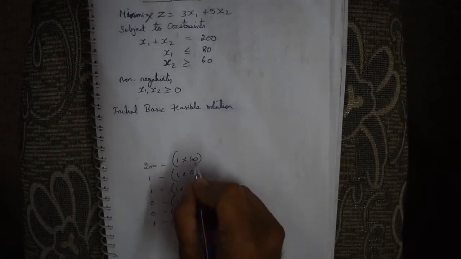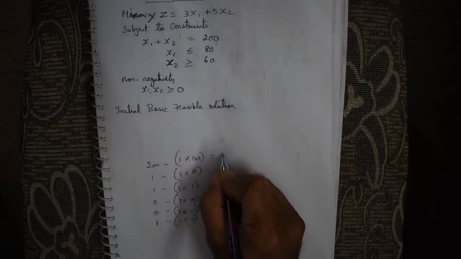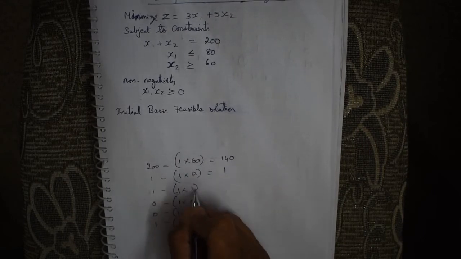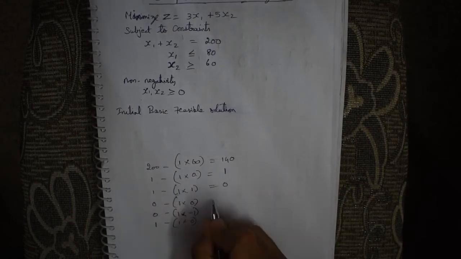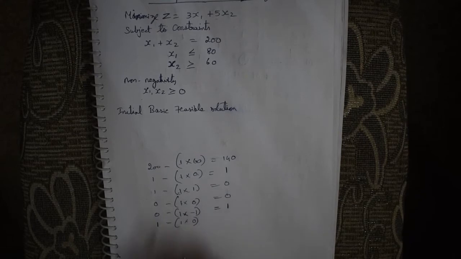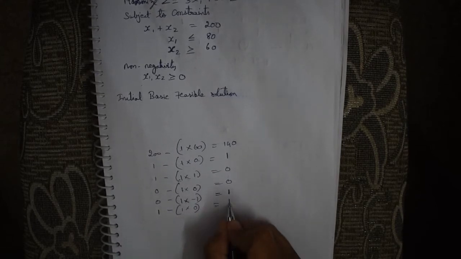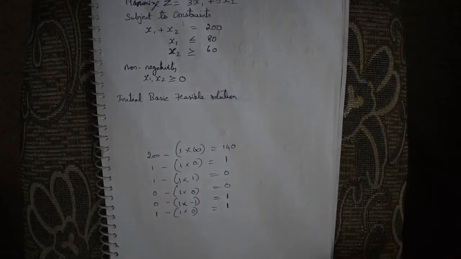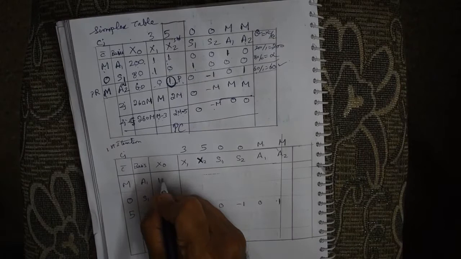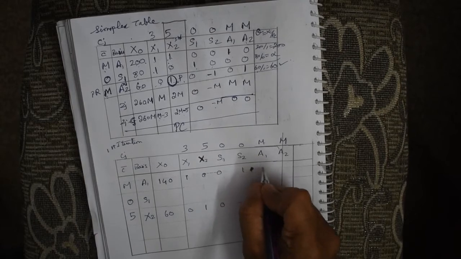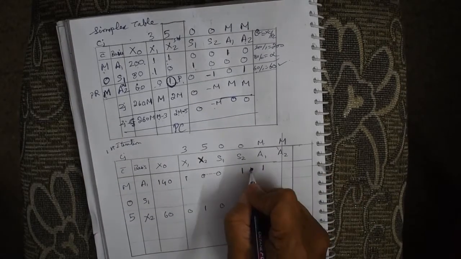Now let us take the answer. 1 into 60 is 60, 200 minus 60 is 140. 1 into 0 is 0, 1 minus 0 is 1. 1 into 1 is 1, 1 minus 1 is 0. 1 into 0 is 0, 0 minus 0 is 0. 1 into minus 1 is minus 1, 0 minus minus 1 is plus 1. 1 into 0 is 0, 1 minus 0 is 1. We have got the values. We can fill these values in the new simplex table: 140, 1, 0, 0, 1, 1, and A2 I am not going to fill.